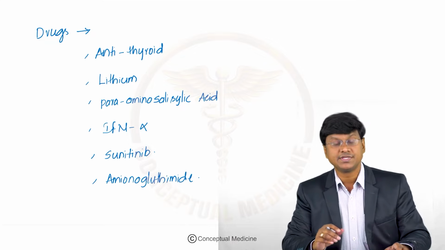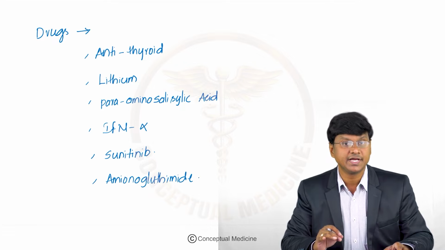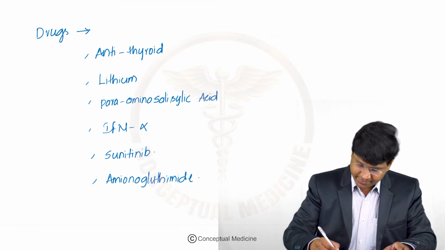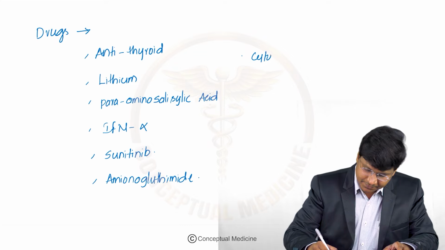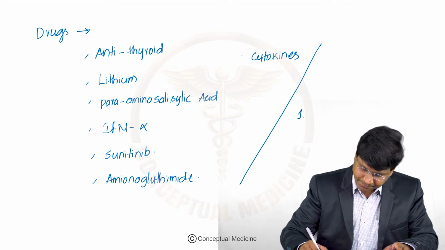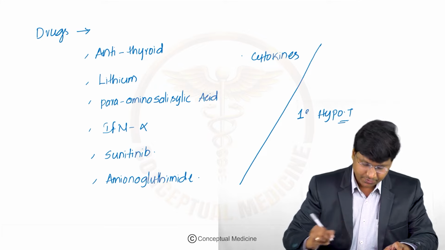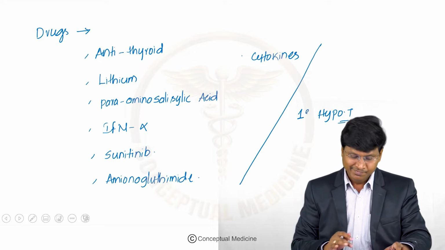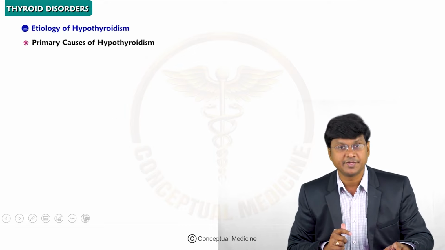Right? So these are some of the drugs which can cause hypothyroidism. And apart from that, we also have cytokines. So these drugs make the individual develop primary hypothyroidism. Now, after these drugs, let me tell you some more causes for primary hypothyroidism.